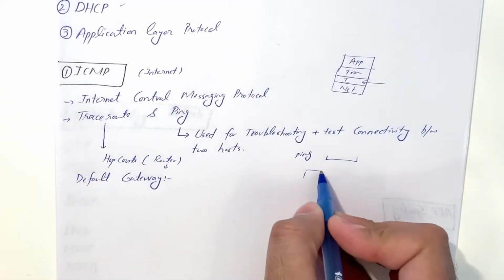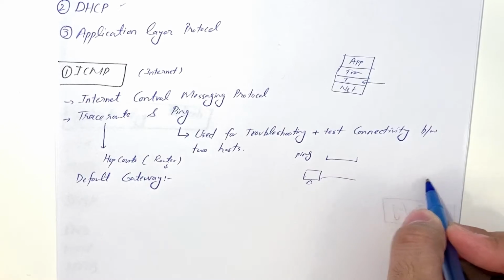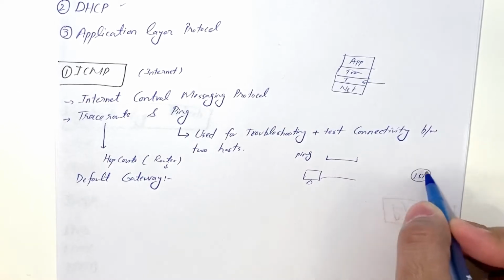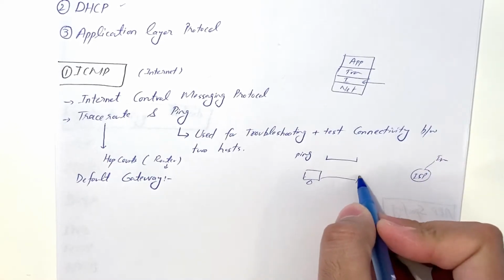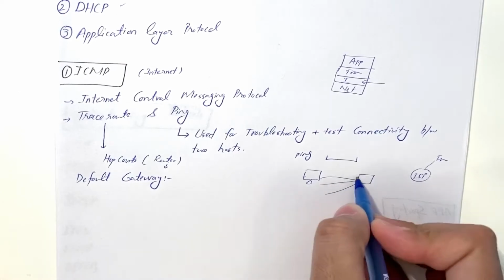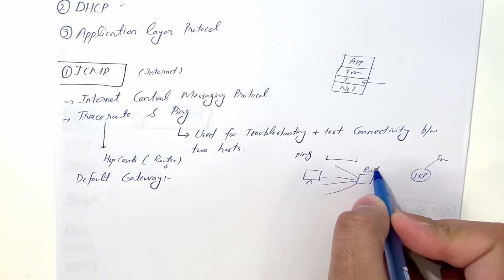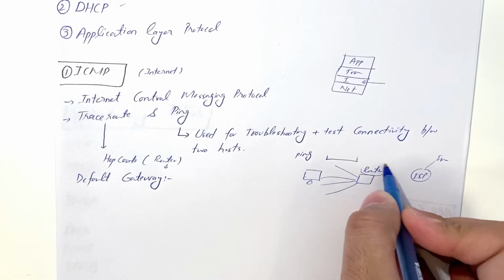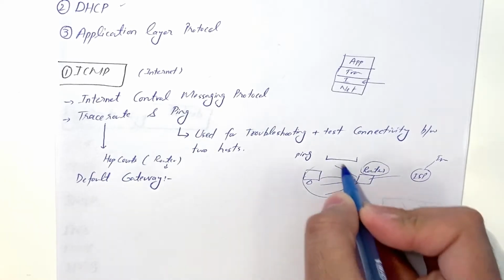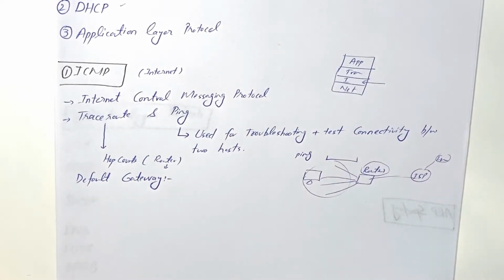So let's say this is your computer. If you are connected with ISP, or through ISP you're connected with the internet, so you might have a small local area network at your home. So router or default gateway, that's the gateway, it connects your local area network with ISP and eventually with internet.